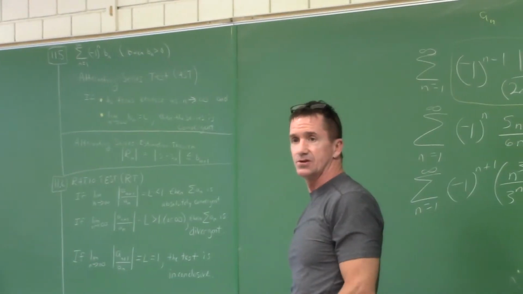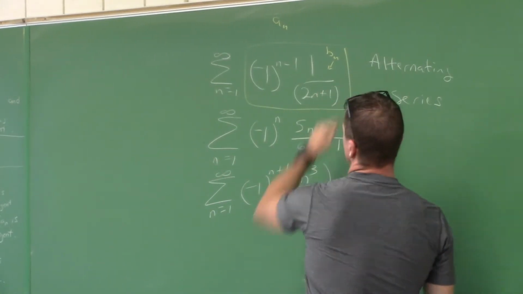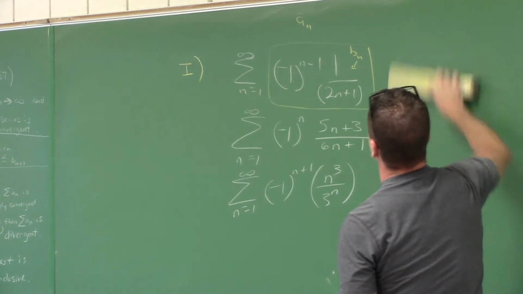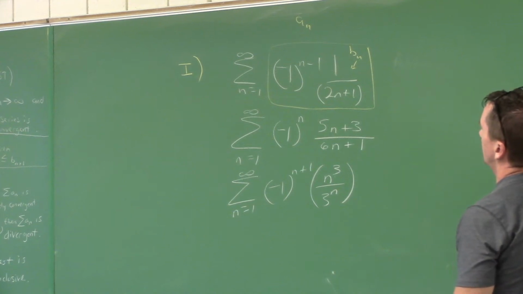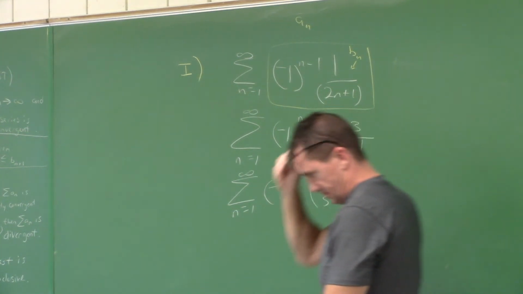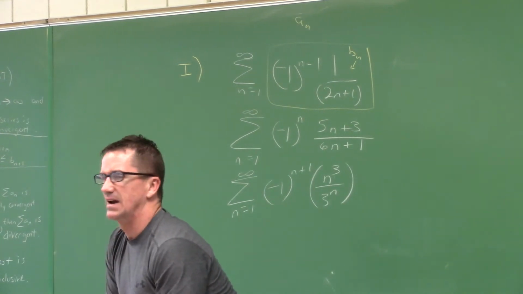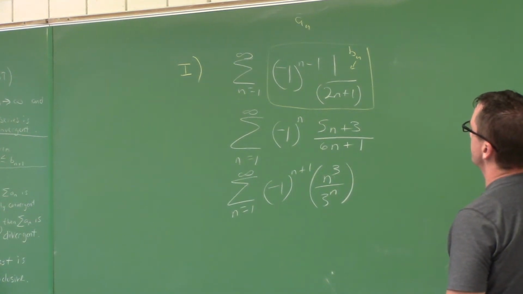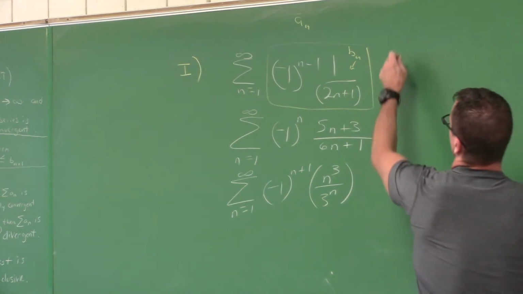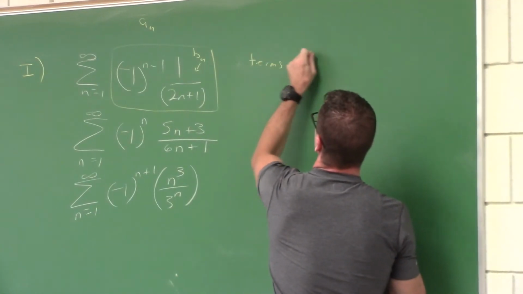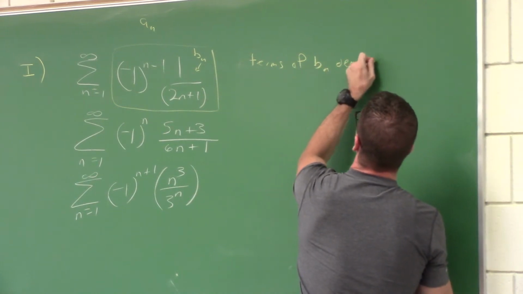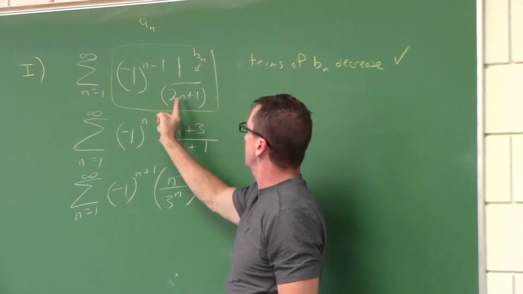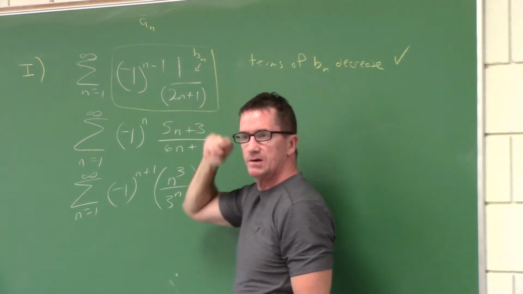You'll see a lot of these, the terms are going to decrease. So let's look at this one right here. We'll start with this one: (-1)^(n-1) times 1 over (2n+1). It's kind of like number 5 from the textbook. Do the terms of b sub n decrease? I say yes, do you agree? 1 over (2 times 1 plus 1), then 1 over (2 times 2 plus 1), 1 over (2 times 3 plus 1). What are those terms?